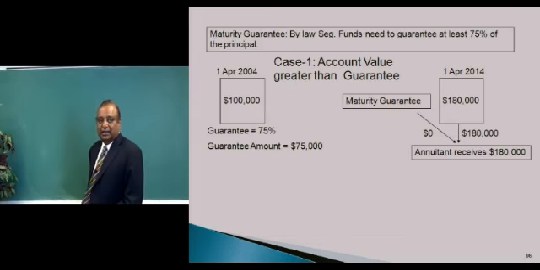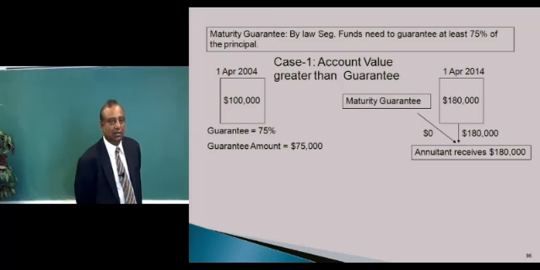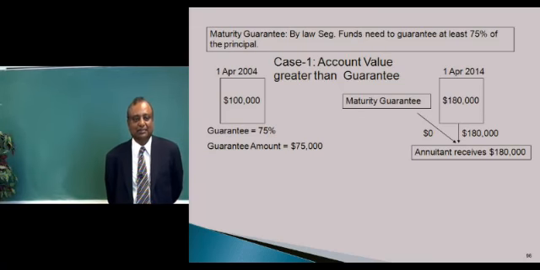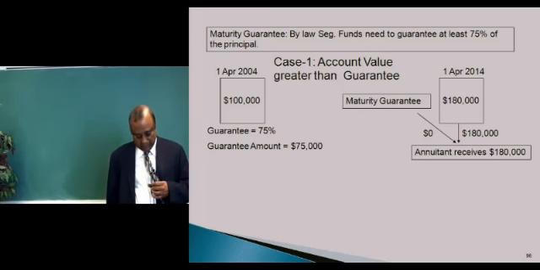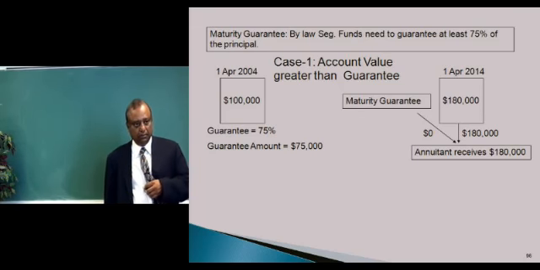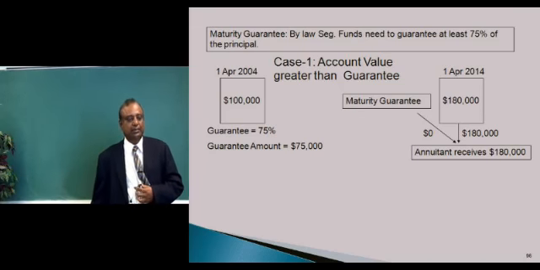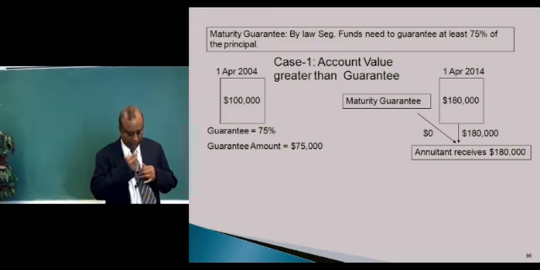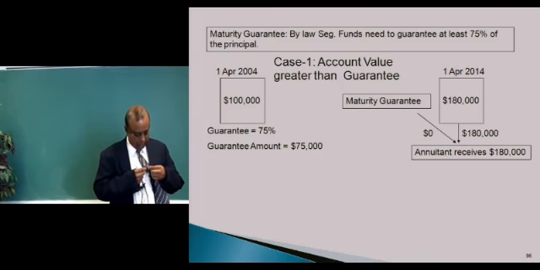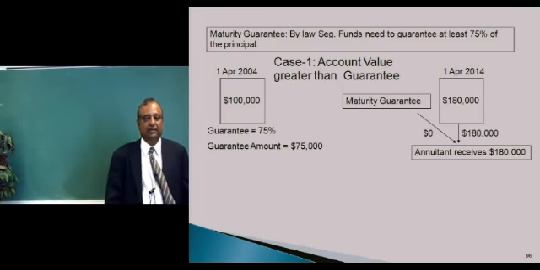The maturity guarantee. By law, the seg fund has to guarantee at least 75% of the principal, which means of the money invested, they promise that at maturity you'll get back at least 75% of the principal.